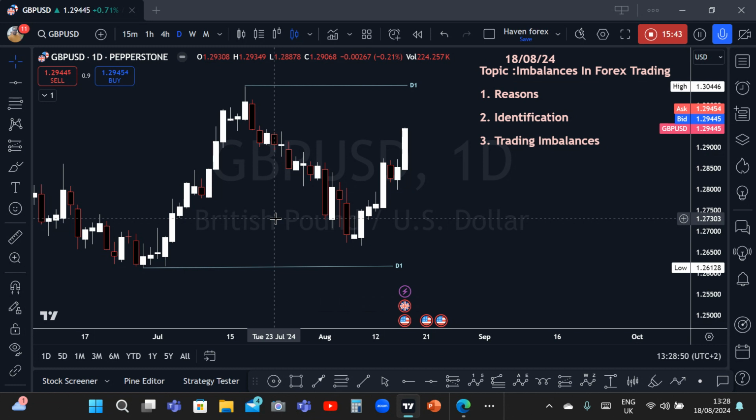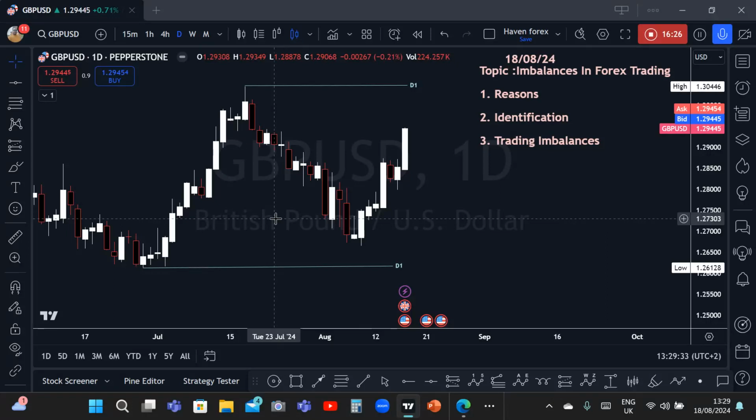Another point is for you to combine with other indicators. All right, you use technical indicators like RSI, MACD, or fib retracement levels to confirm imbalances and improve trade accuracy. So there are other technical tools that you can use in combination to really be accurate in your trading.